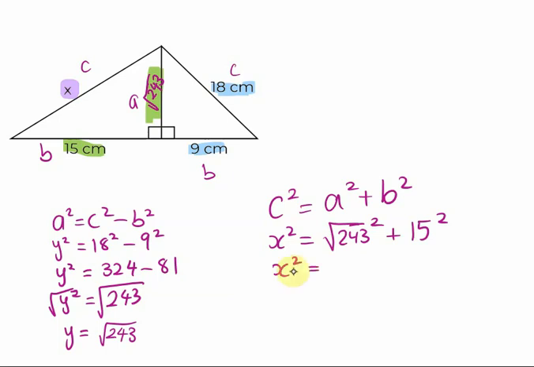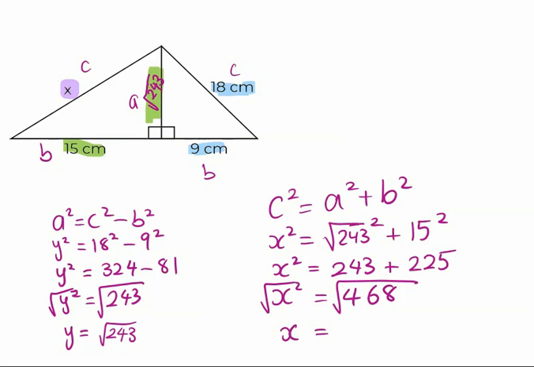And so the square root and the square, they actually cancel each other, and that pops out as 243 plus 15 squared is 225. And so we end up with x squared equals 468. And to find x, we take the square root of both sides. And now, because we're at our final answer, we do want to round off. We don't need that exact answer anymore. We can do a decimal approximation, and that is 21.63 centimeters. So the x side here is 21.63 centimeters.